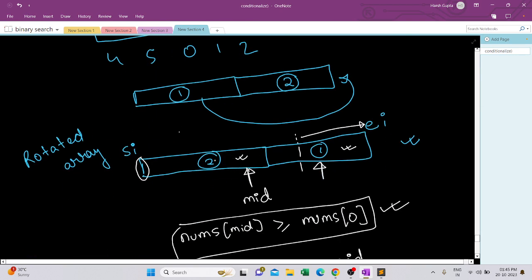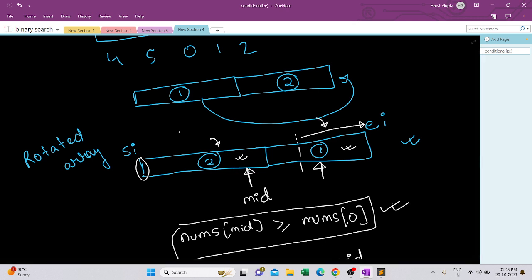Like the mid can come either in the second part or this first part. These two individual parts are sorted, right? So if these two individual parts are sorted, and whenever you encounter a mid, that mid can either lie in this part or in this part. How to check that condition? If the element present at mid is greater than or equal to the starting position, this means that mid lies in the second part. And if it is not so, then mid lies in the first part.